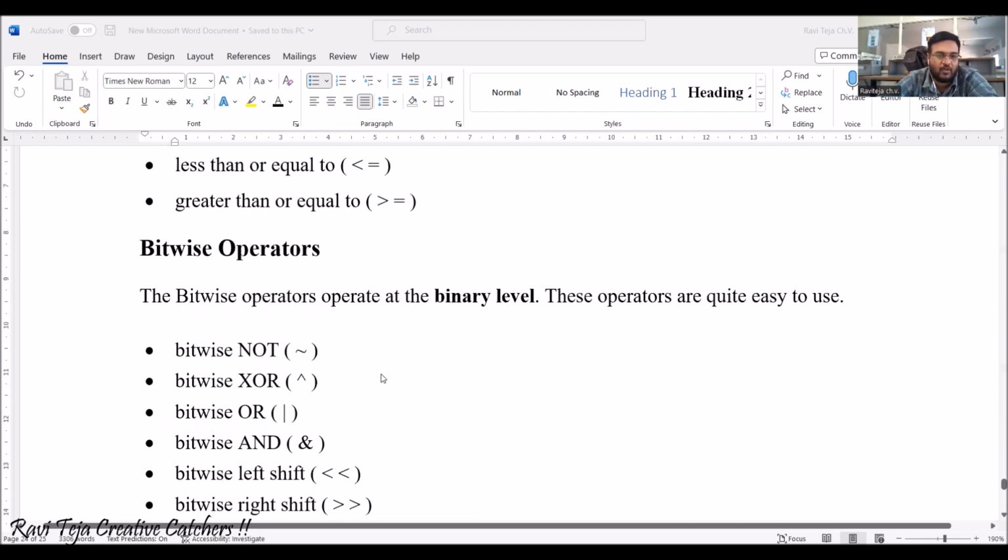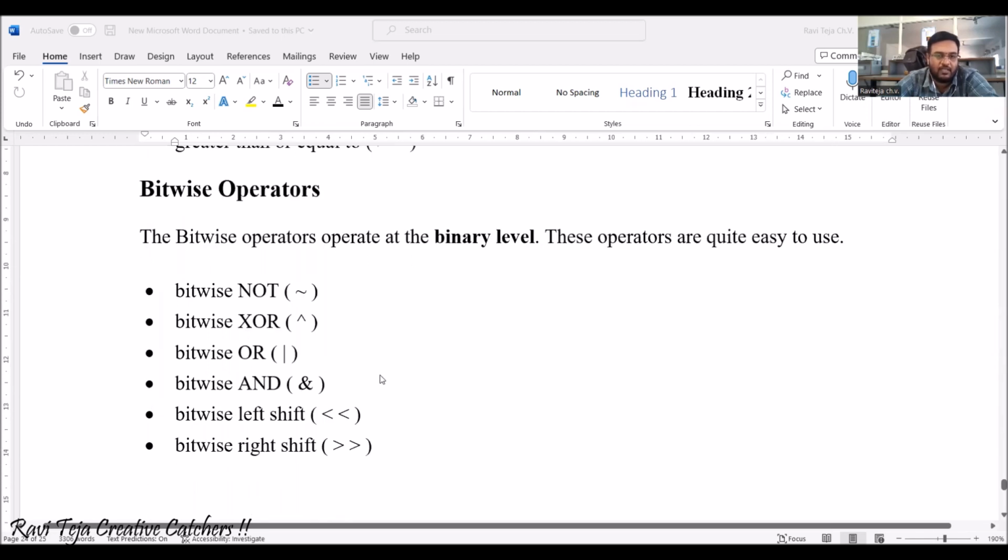Now coming to the bitwise operators. These bitwise operators operate at the binary level. These operators are quite easy to use. We have several operations like bitwise NOT, negation, bitwise XOR, bitwise OR, bitwise AND, bitwise left shift, and bitwise right shift. We can also see the bit shifting over these bitwise operations.